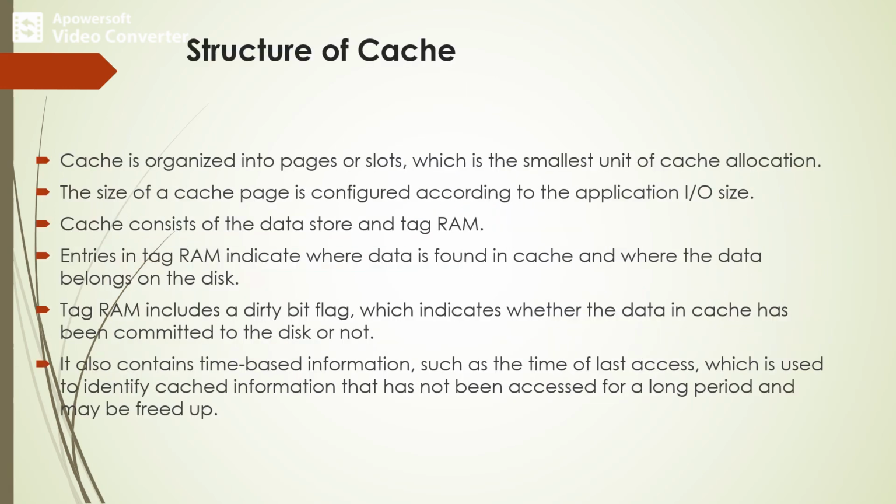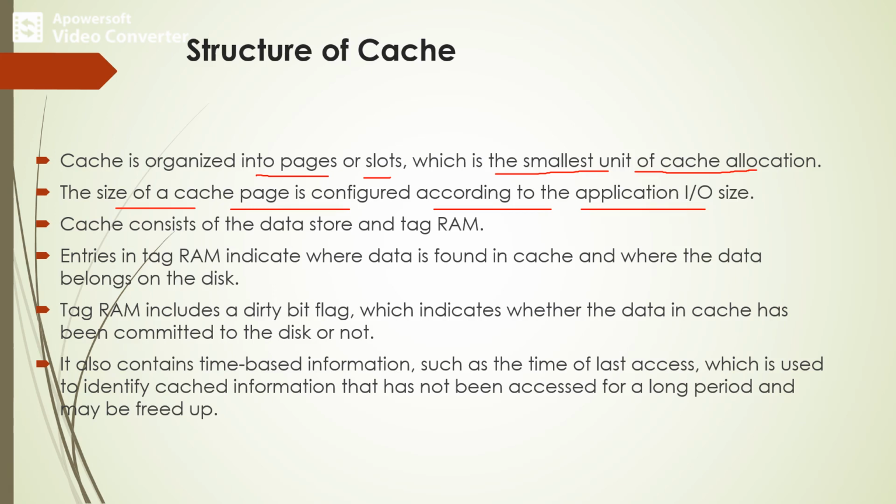Next we'll take the structure of cache. Cache is organized into pages or slots, which is the smallest unit of cache allocation. The size of a cache page is configured according to the application, so we can vary the size of the cache page according to the application requirement.